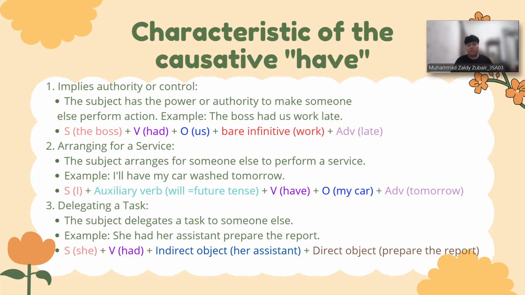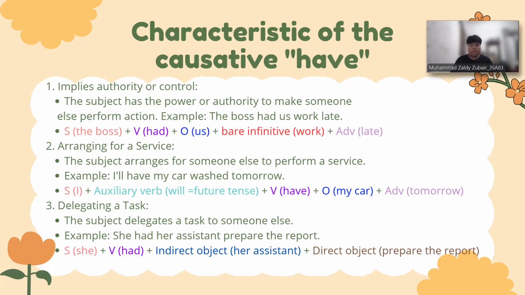Number two, arranging for a service. The subject arranges for someone else to perform a service. Example: I'll have my car washed tomorrow. Subject I, auxiliary verb will, which is future tense, plus verb have plus object my car plus adverb tomorrow.